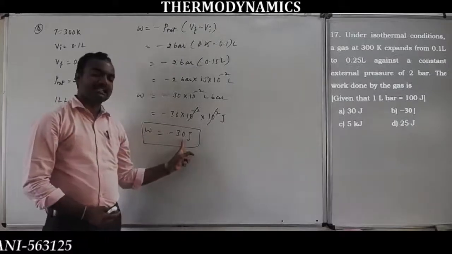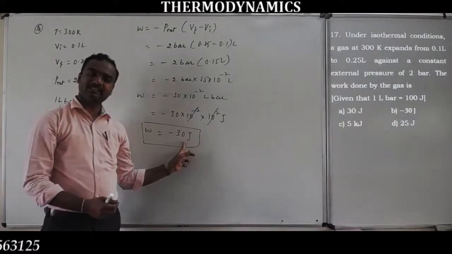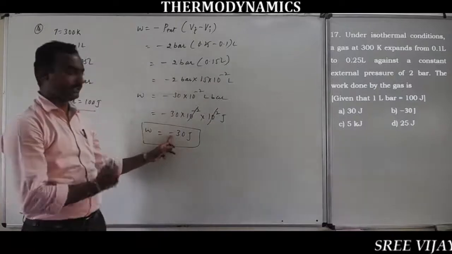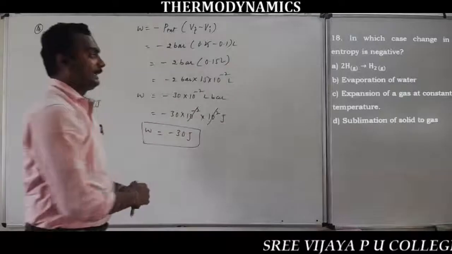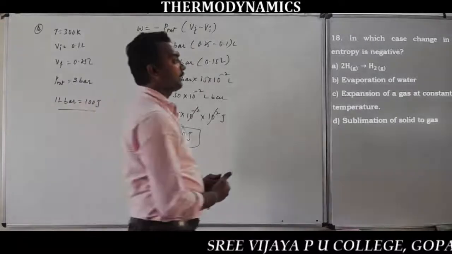So minus 30 joule of work done is done by the system, that is, minus work done is negative. Option B is the correct answer. As for 18, in which case the change in entropy is negative.